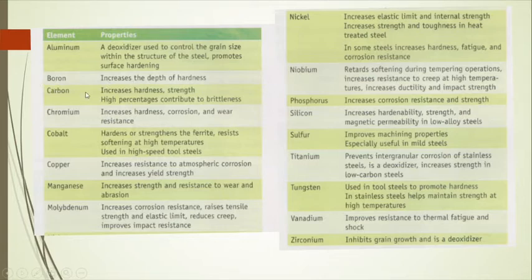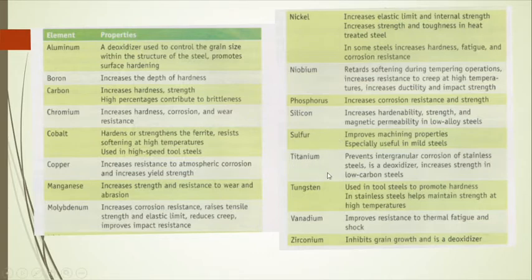Carbon, as we mentioned earlier, increases hardness and strength, but also contributes to brittleness. It reduces the ductility. Chromium is added to increase the hardness and also corrosion and wear resistance. So, as you may have heard before, steel with chrome has more water resistance, more corrosion resistance and wear resistance.